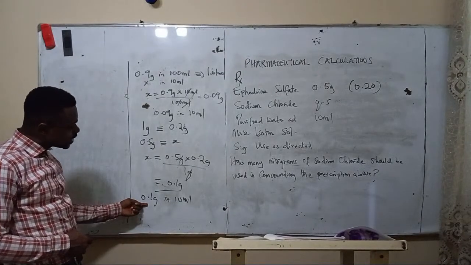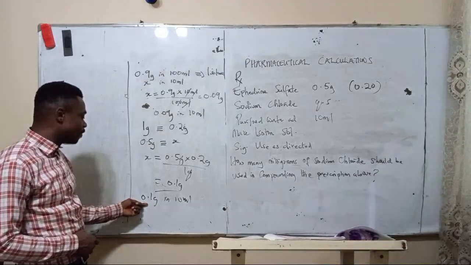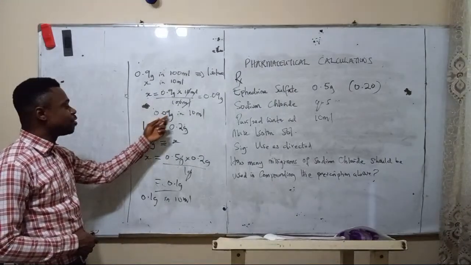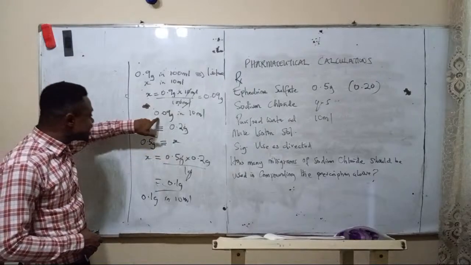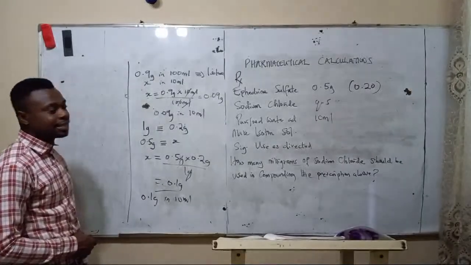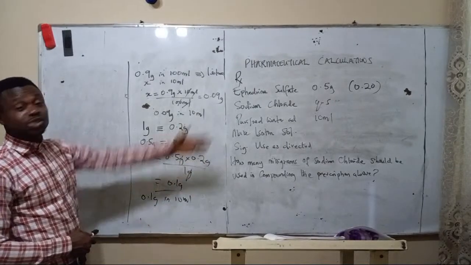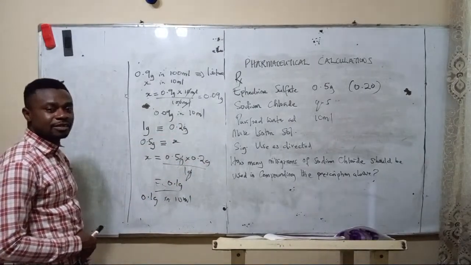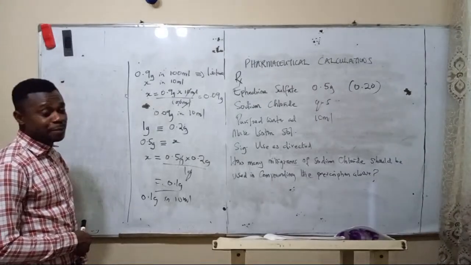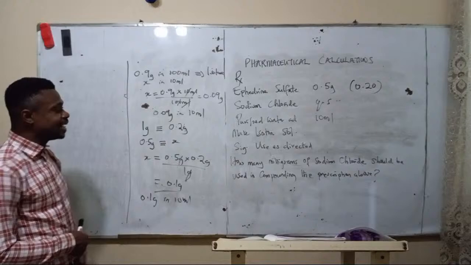If you watch now, this is 0.1 gram of sodium chloride in 10 ml, which is higher than 0.09 gram of sodium chloride in 10 ml. And this is the one that will make it isotonic. But we have 0.1 gram in 10 ml, so this solution is hypertonic. And because it is hypertonic, you have no business adding sodium chloride again.